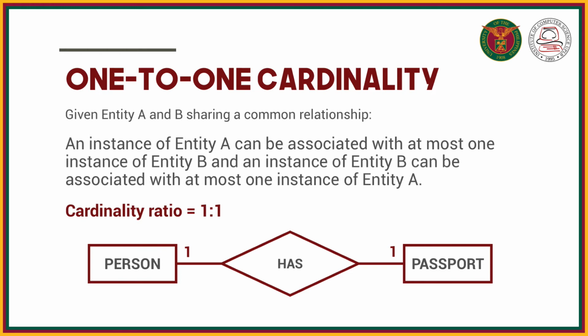In this example, person has passport. Ibig sabihin, ang isang instance ng person can only own one passport. And on the other hand, ang isang passport ay pwede lang maging pagmamayari ng isang person. Hindi siya pwedeng sharing. So, one-to-one cardinality.